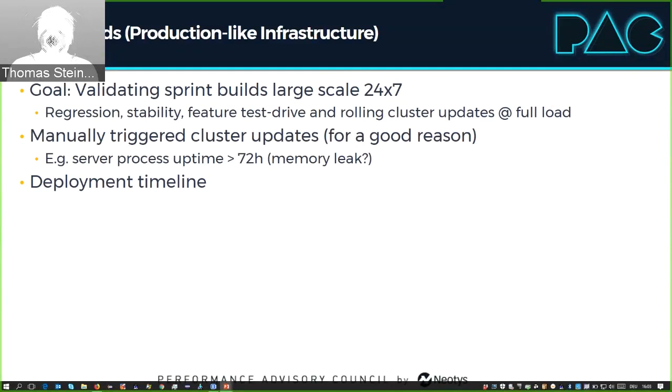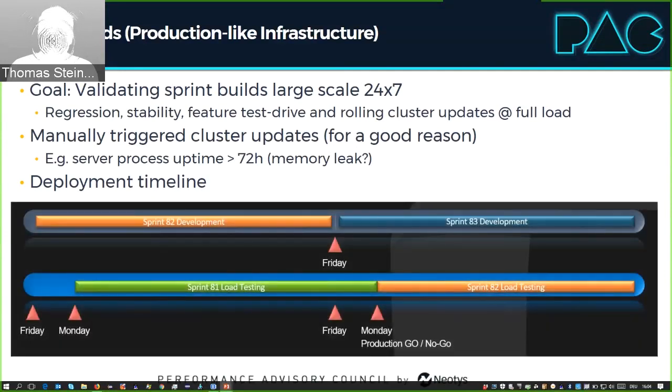We do not do automatic updates here for a good reason, because one reason is really that things might go wrong after 24 hours. So I'm pretty sure you're familiar with memory leaks and so on. So we have seen things like memory leaks getting visible after 3 days or something like that. So there's a good reason to not automatically update that large scale environment on a daily basis.